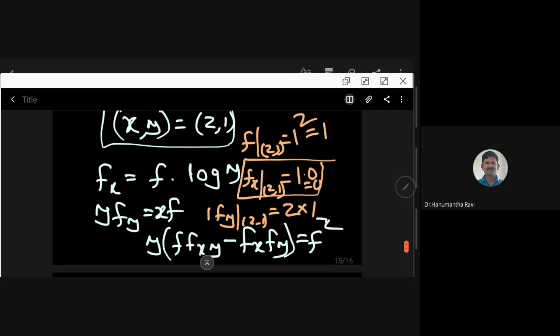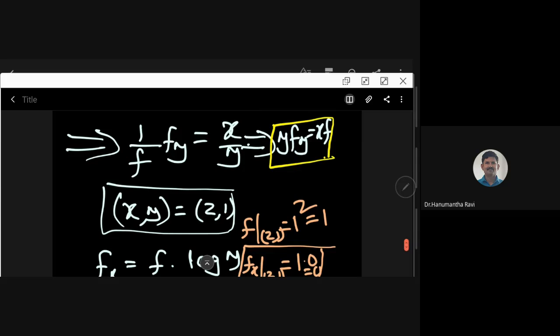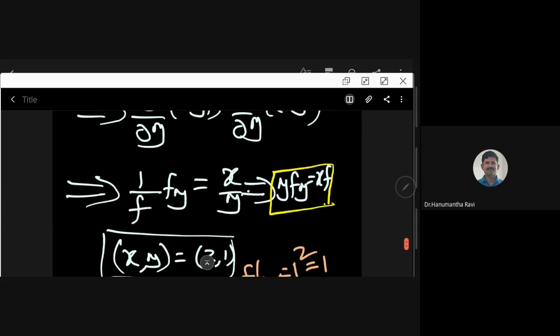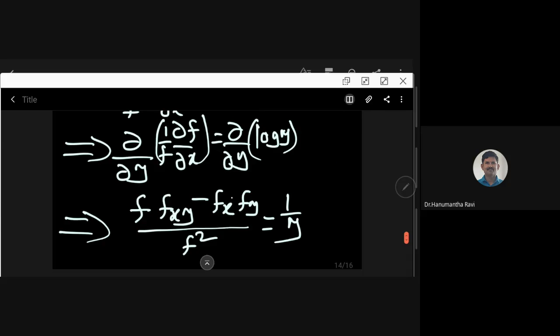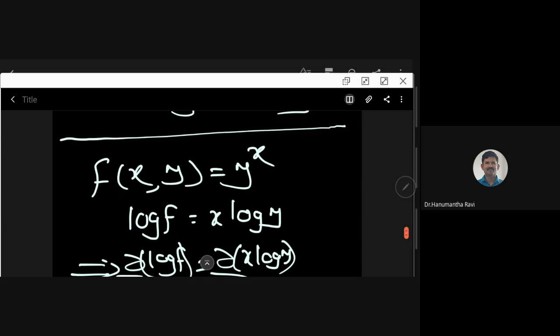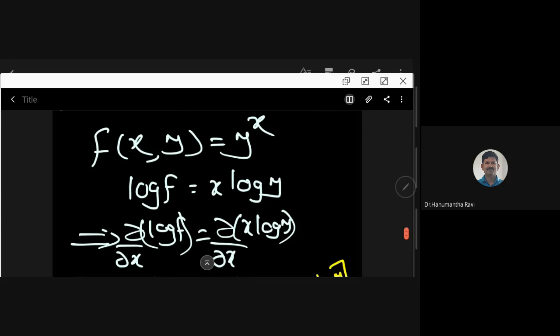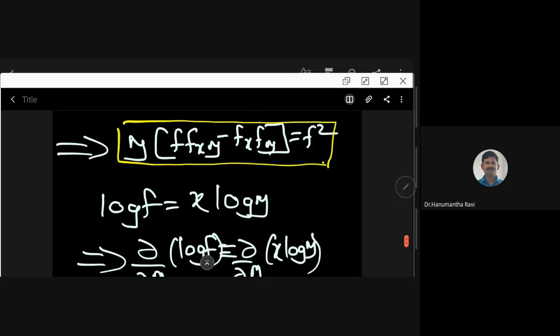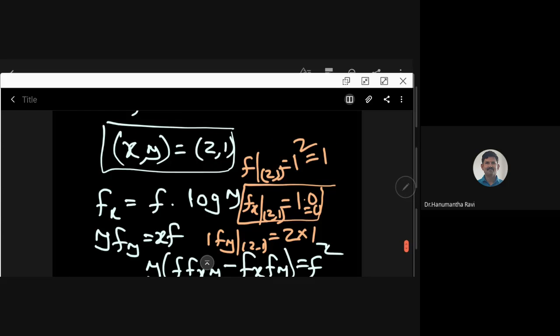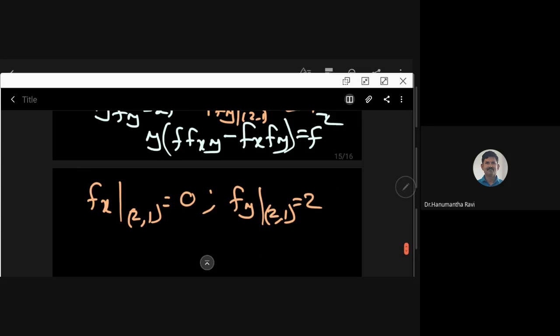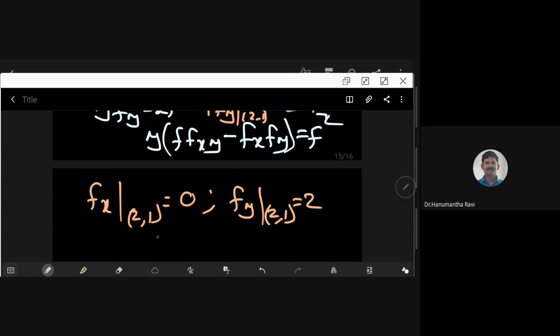Good. But also I want f at (2, 1), which I wrote somewhere else. Yes, f at (2, 1) is 1. This is also better to write. Again, f at (2, 1) is 1.